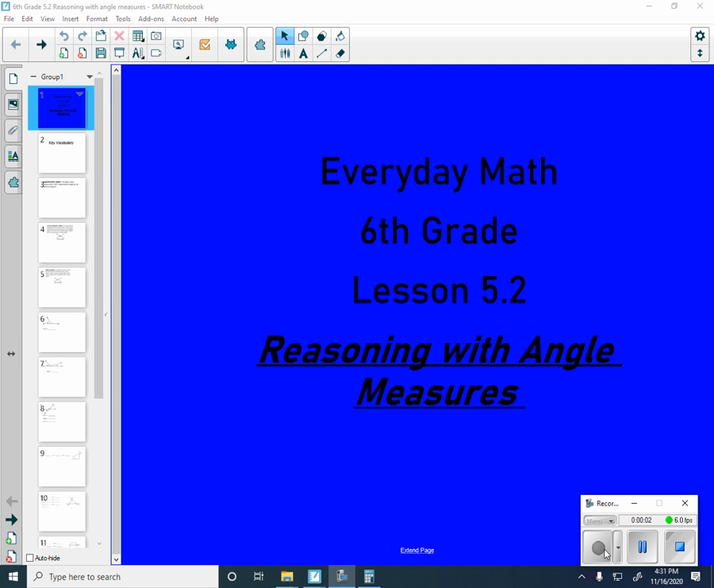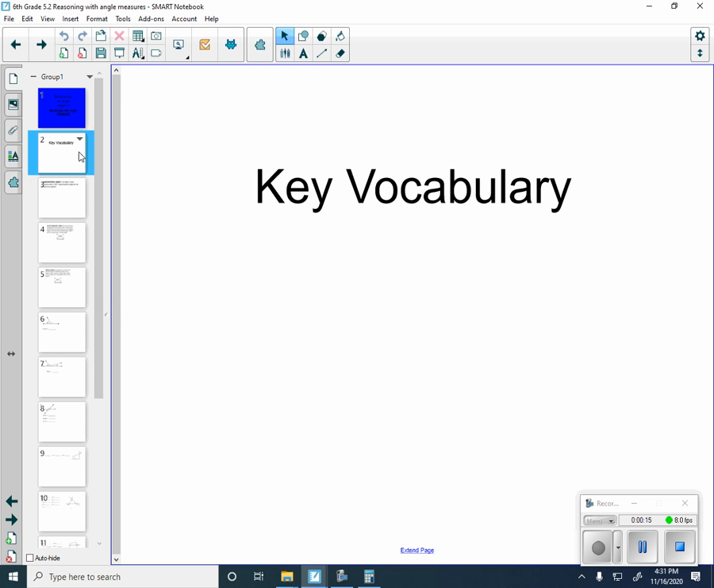Hello, sixth graders. Today we're going to be reasoning with angle measures. And what this basically means is we're going to be finding the measures of angles without having to measure them. But we're going to follow some rules here. There's some key vocabulary you're going to have to know.